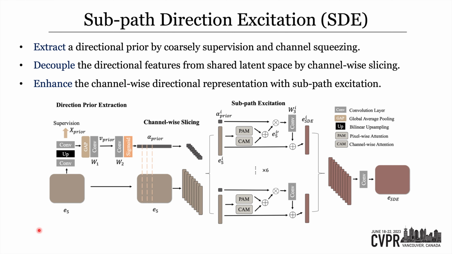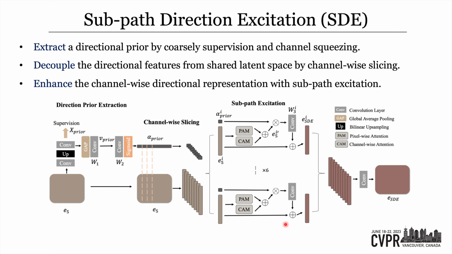In a connectivity mask, different channels represent different directions of the pixel connection. Thus, as the network goes deeper, it naturally stores directional information among channels. Based on this observation, the directional features can be captured and manipulated through channel-wise operations. In SDE, we first extract a distinctive directional embedding called directional prior by coarsely supervising the intermediate features and squeezing the channels of the intermediate output feature map. Then, we channel-wisely slice both the prior and the latent feature map to form several subpaths and enhance the feature map via a dual attention module in each subpath.